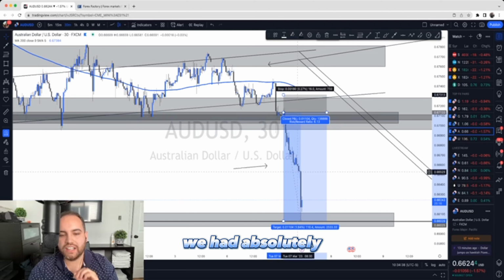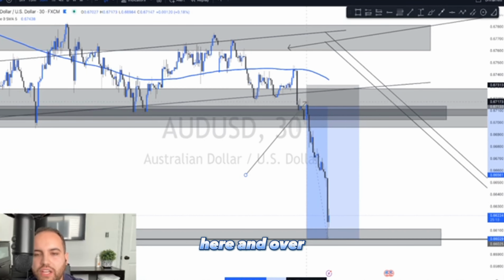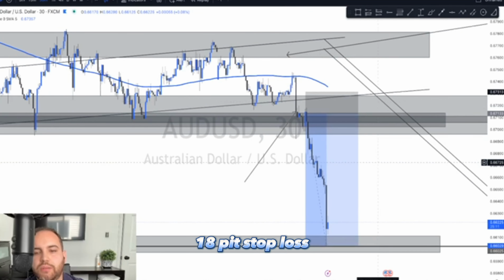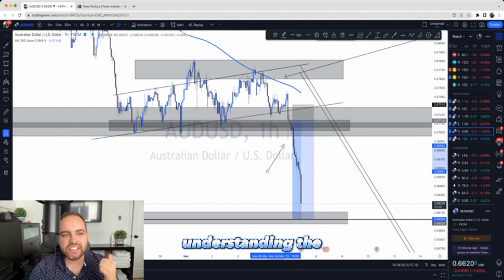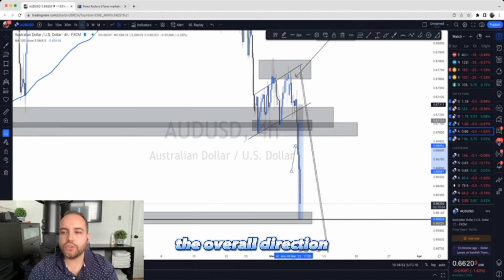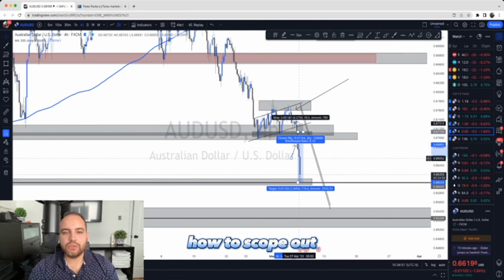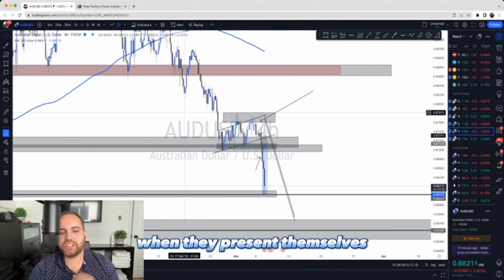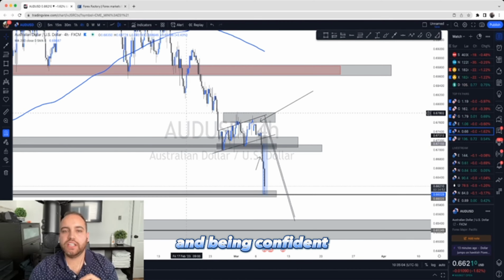Look at this. We had absolutely no drawdown. You can see it right here, just maybe a tad bit here, and over, I would say, what was it, 18 pip stop loss, right? But how were we able to catch this? You saw, right? Understanding the market structure, understanding the overall direction, understanding market patterns, right? And understanding how to scope out these opportunities when they present themselves, right? And being confident in what you know and being confident in your trading plan.